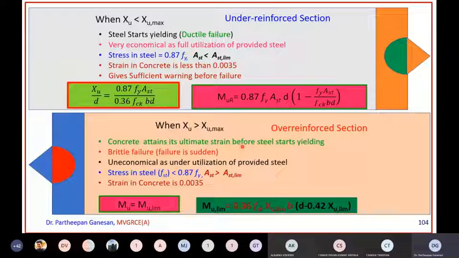While discussing the problems, you will understand these things much more clearly. But for now, you should know what an under reinforced section is, what an over reinforced section is, what a balanced section is. As I told you, in practice we will always prefer an under reinforced section, never an over reinforced section, because this failure is sudden, brittle failure. It may collapse the whole structure suddenly, but here it gives you sufficient warning before the failure. So we always design a structure as an under reinforced section.